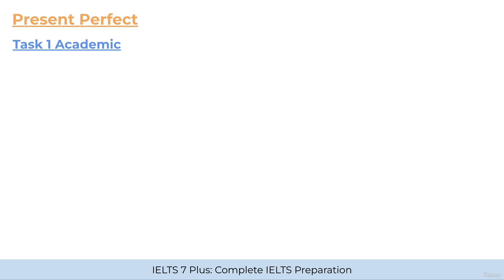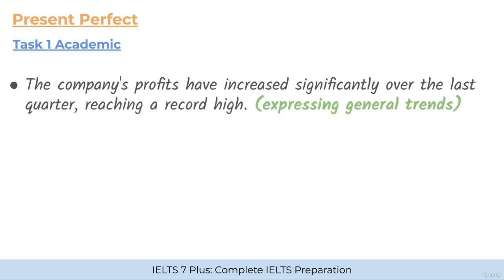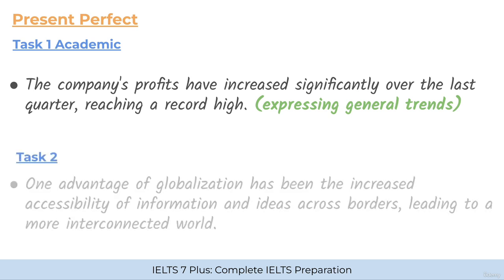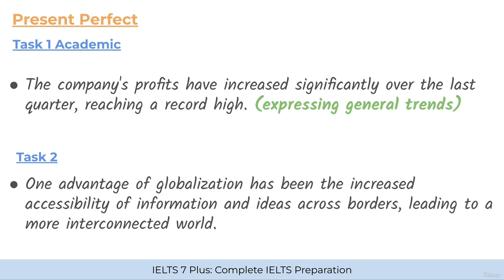Right, task 1, academic. You could say the company's profits have increased significantly over the last quarter, reaching a record high. Task 2, essay. You could say, one advantage of globalization has been the increased accessibility of information and ideas across borders, leading to a more interconnected world. Right, so we've got 2 examples here. Now, just objectively have a look and see if you can spot any present perfect with these ones. Now that we know what we're looking for, that auxiliary verb and the past participle.